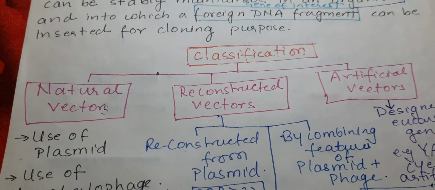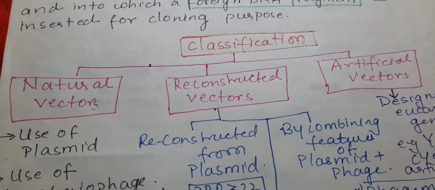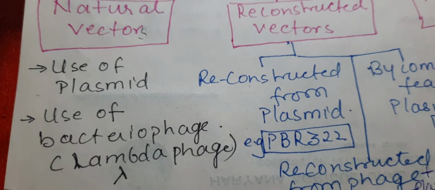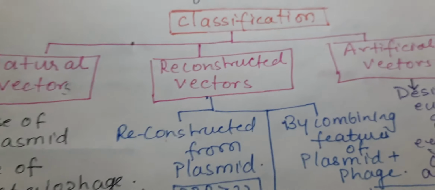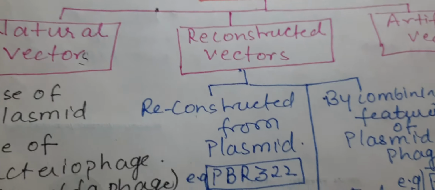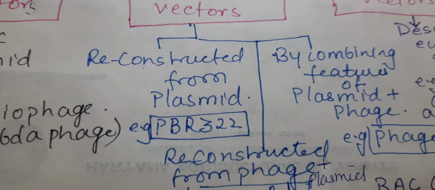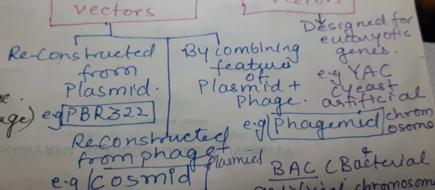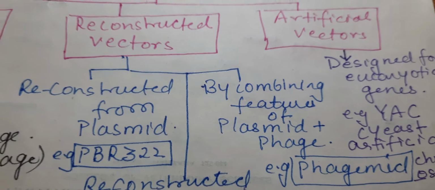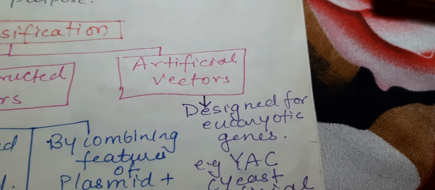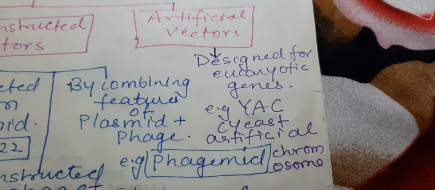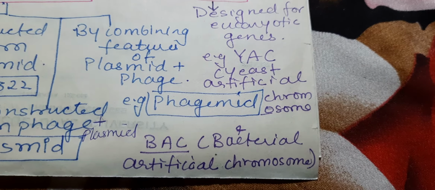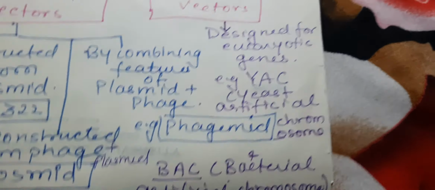Now let's look at the classification of vectors. This is based on your syllabus. We have natural vectors which use plasmid, bacteriophage such as lambda phage. Reconstructed vectors out of these plasmids, we have pBR322 which is a reconstructed plasmid, cosmid and phagemid, which are hybrids between the plasmid and phage. Then we have artificial vectors designed for eukaryotic genes. Only we will discuss YAC, that is yeast artificial chromosome. We also have bacterial artificial chromosome and many others.